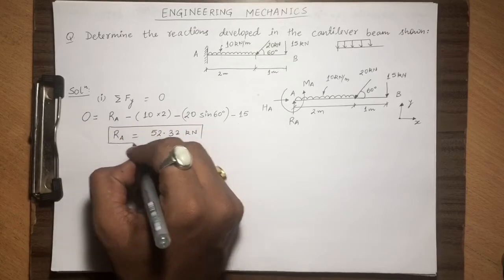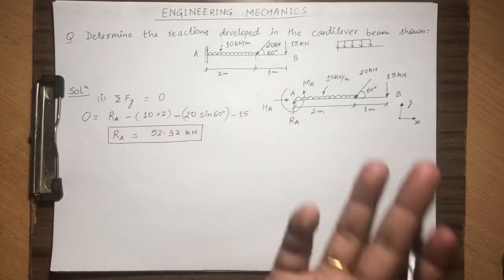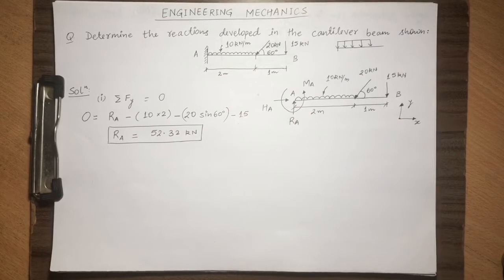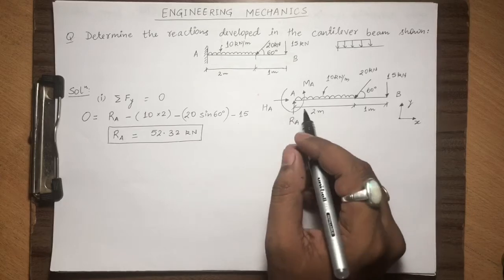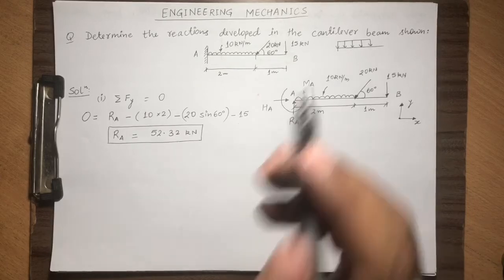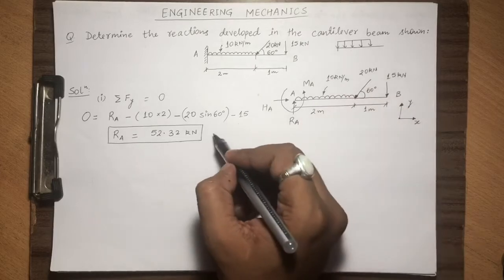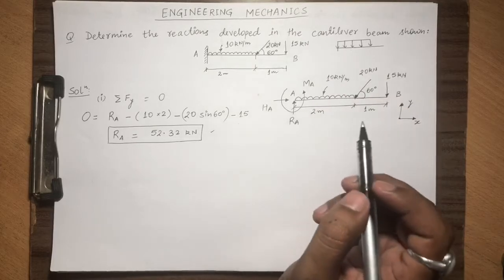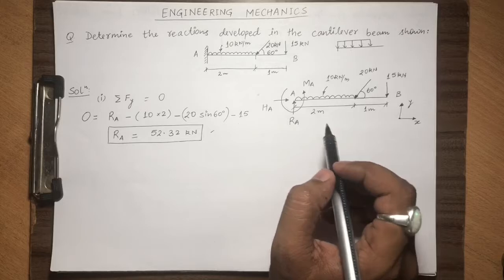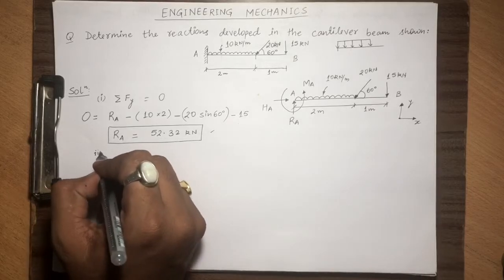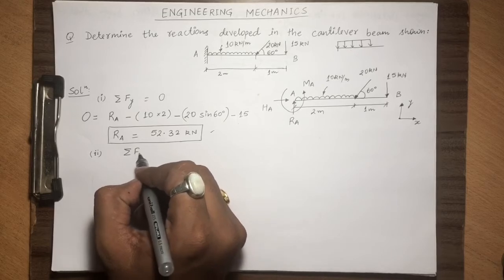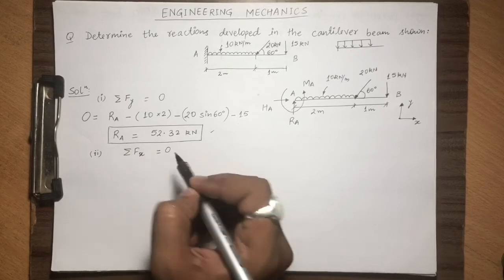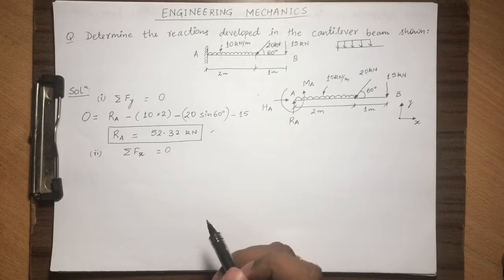This problem I am explaining in detail so that in the further problems we will be doing very fast. Okay, that's why I am spending a lot of time and I am teaching each and every detail. Okay, so this is done. RA we have found out. Now let us see what is our second condition. Second condition is summation fx will also be equal to 0.